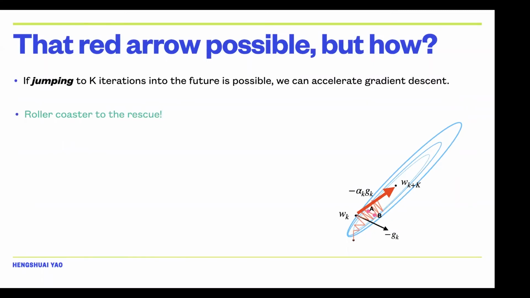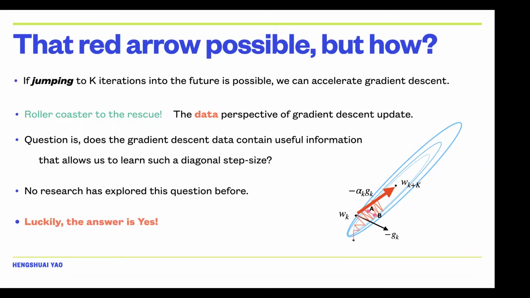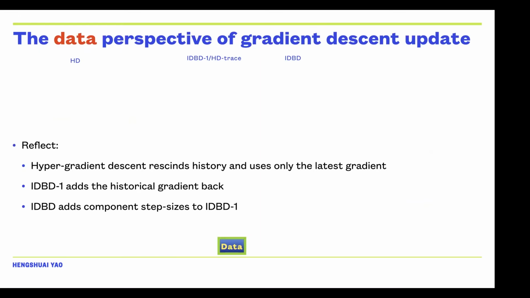Recall that the roller coaster view is a data view, which treats the gradient descent update as data. The question is, does the update data contain useful information at all? Useful information that allows us to learn such a diagonal step size, pointing us to the future? This is a very good research question, but no one has explored it before. So likely the answer is yes. So, some reflection here.